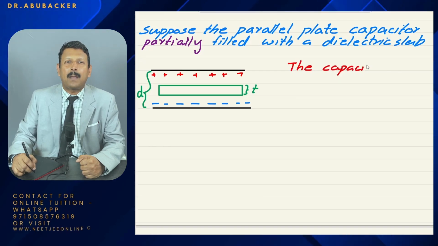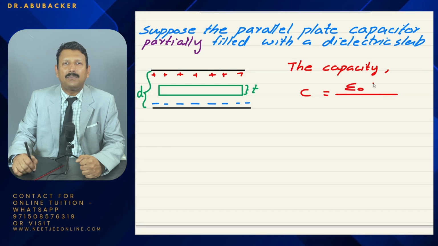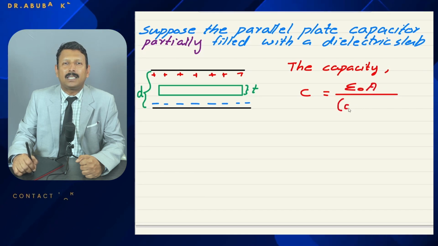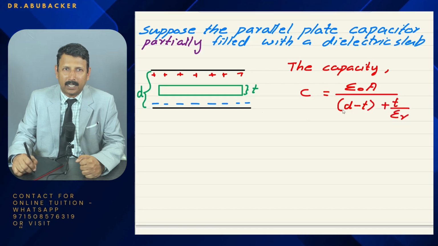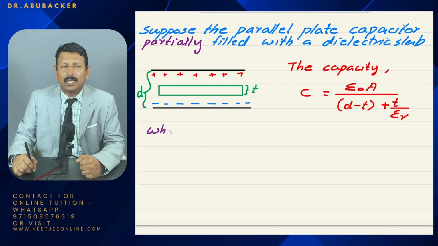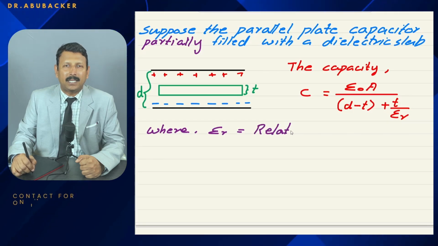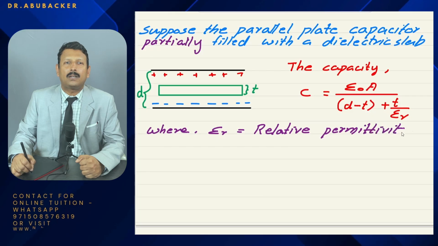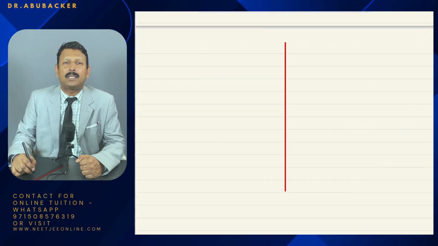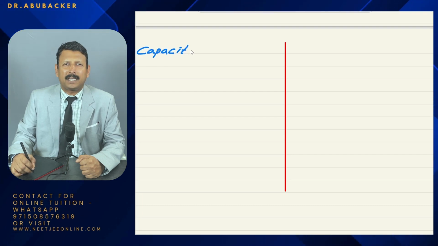Suppose the gap is not completely filled. Suppose the parallel plate capacitor is partially filled with a dielectric slab, then the equation will be as follows. Partially filled means the total gap is small letter d, the filled gap is t, and the non-filled gap is d minus t. So the new capacitance will be C is equal to epsilon 0 A divided by, inside the bracket, d minus t plus t divided by epsilon r, where epsilon r is the relative permittivity. That's all.